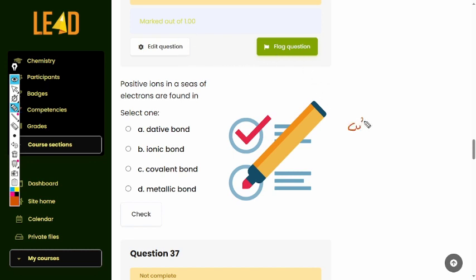So if you have copper ions, let's say you have copper 2 plus, and then you have free electrons moving around here. The reason why the copper are held together is because the atom here, the nucleus here, is positive and then the electrons are negative, so the electrons are attracted to the positive nucleus of each of these atoms, and so you find that in metallic bond. So the correct answer is D.